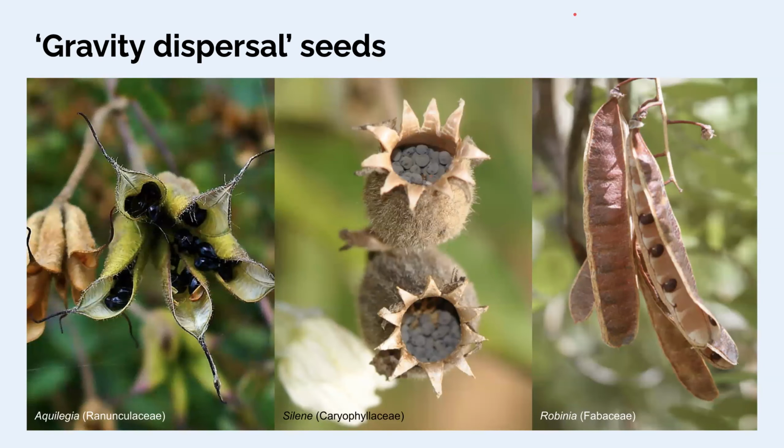Then also we've got some seeds that basically drop to the ground. No clear modifications for how those seeds get around. Again, sort of gravity dispersal. We have dry dehiscent fruits producing these in this case.